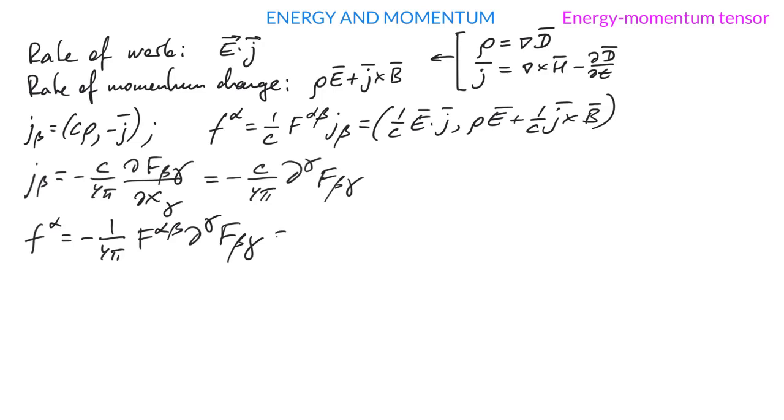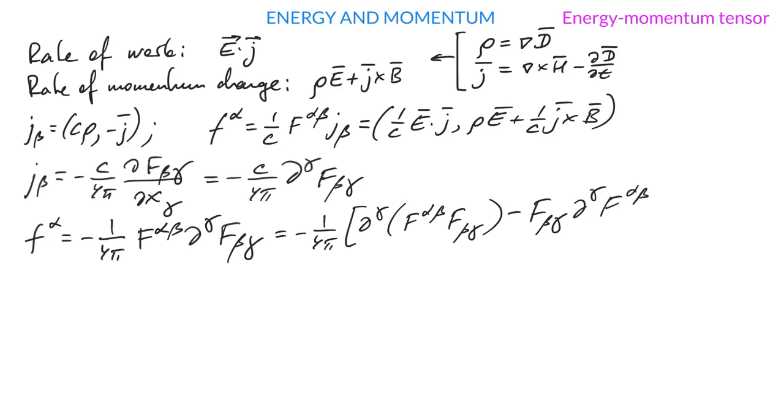Now let's rewrite this a little bit. We'll rewrite this as a full derivative of F^{αβ}F_{βγ} and subtract the extra piece that we've added. That would be F_{βγ}∂_γ F^{αβ}. And now let's take this second term here and manipulate with it further. So we have F_{βγ}∂_γ F^{αβ}.